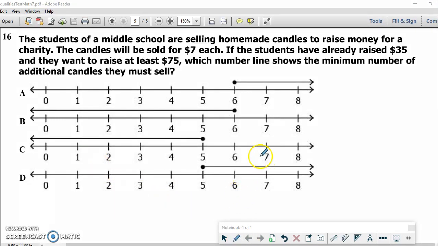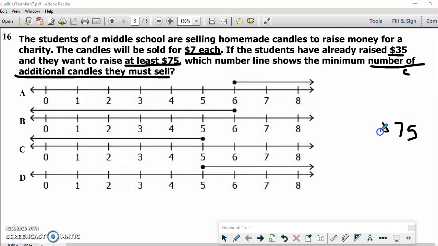So, let's go ahead and identify the important information we need. So, we need to know our variable. Our variable tells us the number of additional candles that they will sell. We're going to let our variable be C. They've raised 35. That's what they have now. They want to raise at least 75, and the candles are sold for $7 each. So what is our total? They want to get at least 75. We're going to go ahead and put 75 on the right hand side by itself.